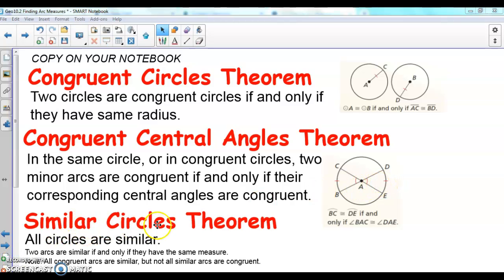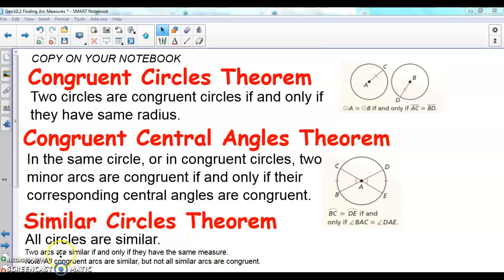And lastly, the similar circles theorem. All circles are similar. By similarity, if you still remember the definition from the previous semester, two figures are similar if and only if the corresponding sides or dimensions form a common ratio or a proportion. So how will you prove that all circles are similar? To prove that all circles are similar, you get the ratio of any two corresponding radii. So the scale factor, or the ratio of proportionality, will just be equal to the ratio of the radius of one circle and the radius of the other.